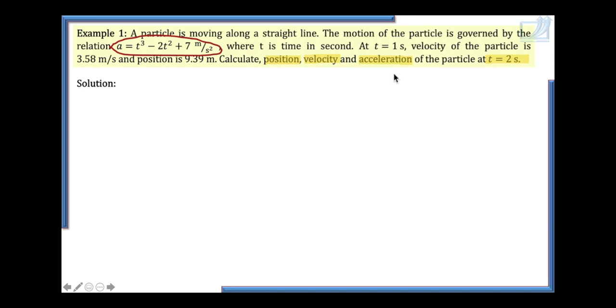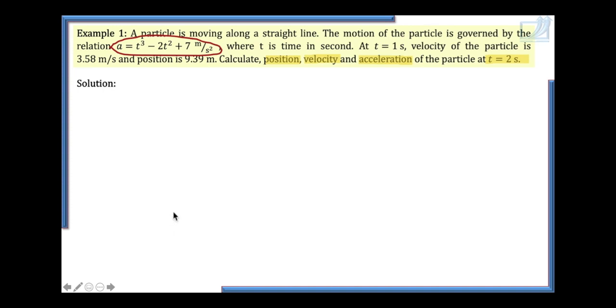But you will require the relation between velocity and time also to find velocity at t equal to 2. You will require the relation between position and time also. So what is asked in the problem? Check it and create the necessary equations.